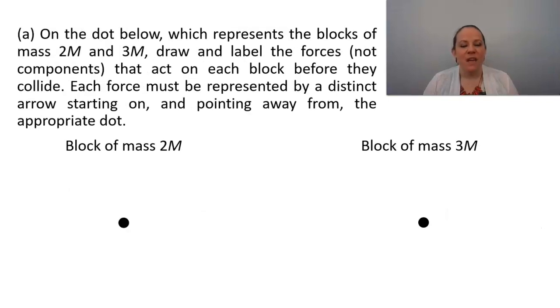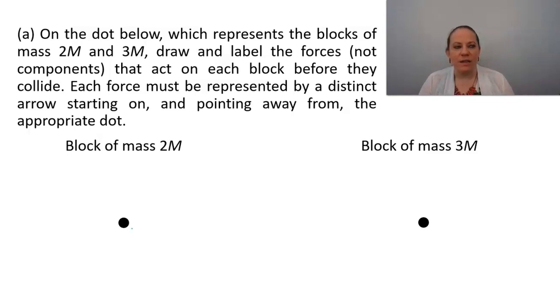Part A: on the dot below, which represents the blocks of mass 2m and 3m, draw and label the forces, not components, that act on each block before they collide. Each force must be represented by a distinct arrow starting on and pointing away from the appropriate dot.